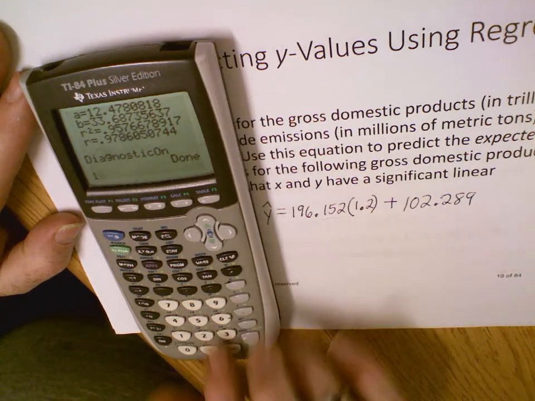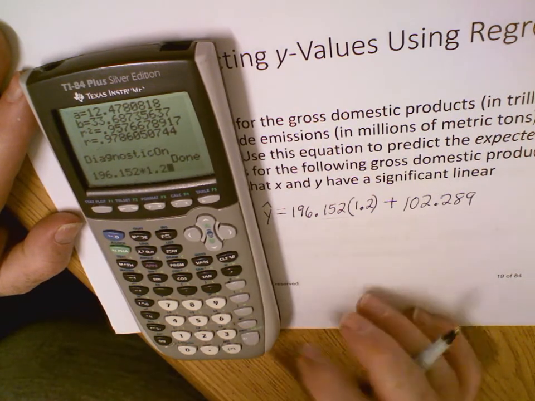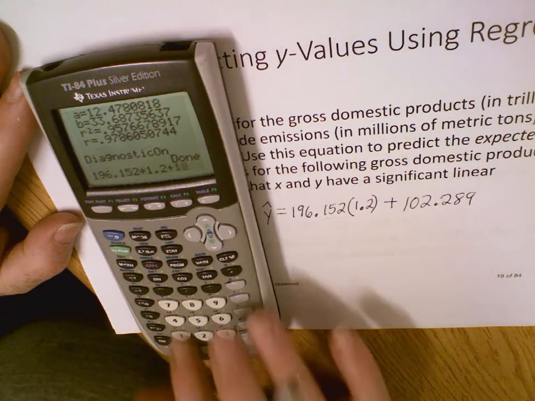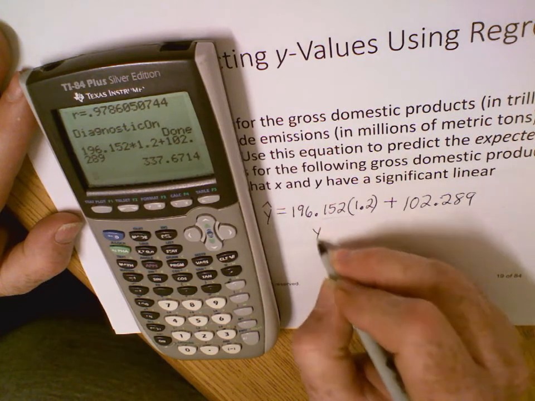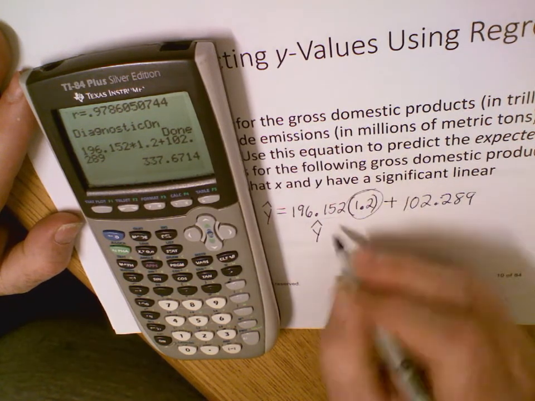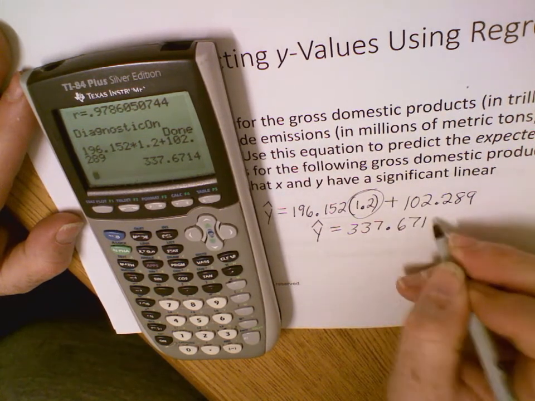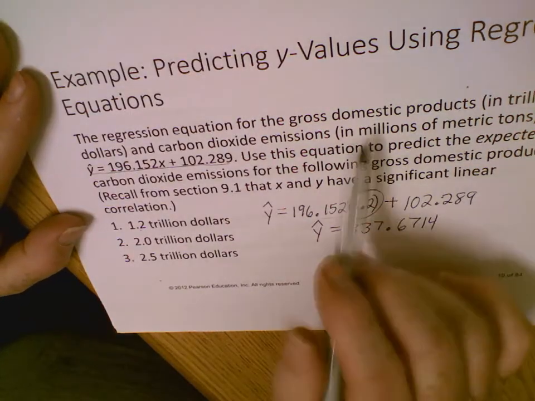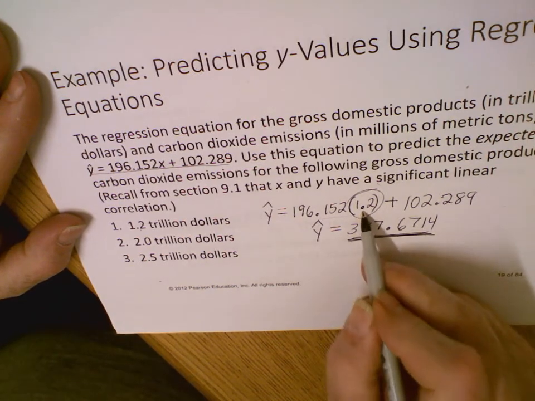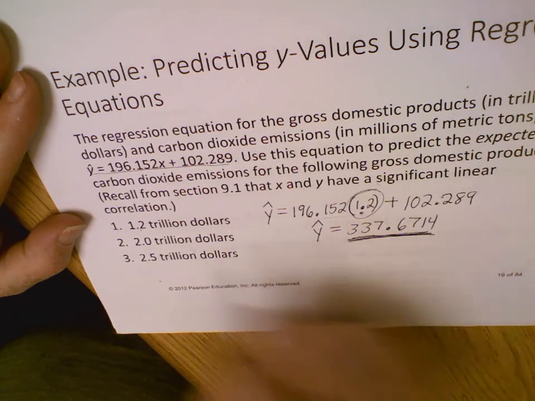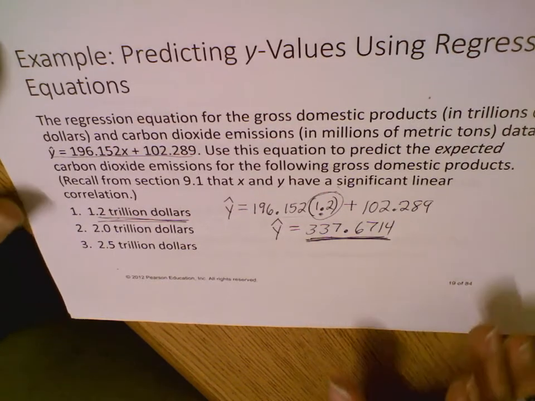So if I put in 96.152 times 1.2 plus 102.289, hit enter. That's telling us that the y, where x is 1.2, would be about 337.6714. So going back, this would be the CO2 emissions. It would be about that if the country or whatever it is had a $1.2 trillion GDP. So that's just making a prediction off that.